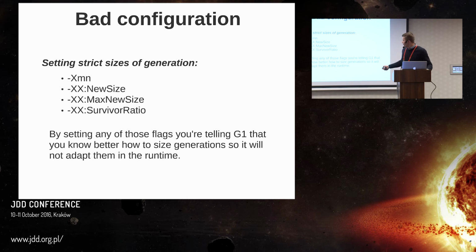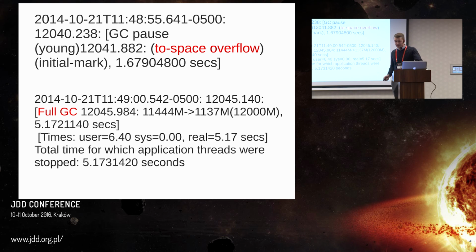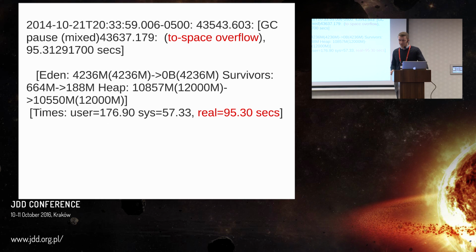And because of those sizes, what can happen is something that is called evacuation failure. And this is the worst thing that you can have. When you grab your logs and see that you have to-space overflow or full GCs, it means that probably you have one of those flags defined. And in this case, for just 12 gigabytes of heap, we have a pause of like 5 seconds here. But it can be worse. Like this is from a Jira log from a customer running a Jira instance.